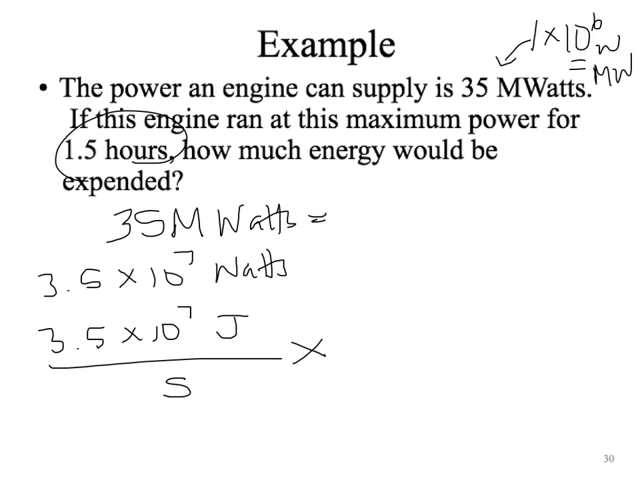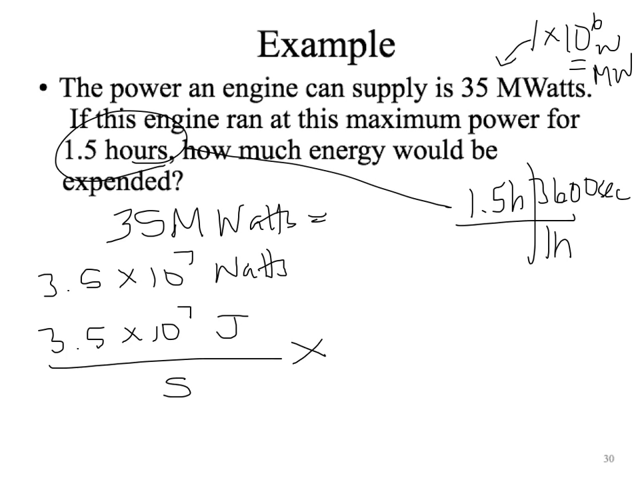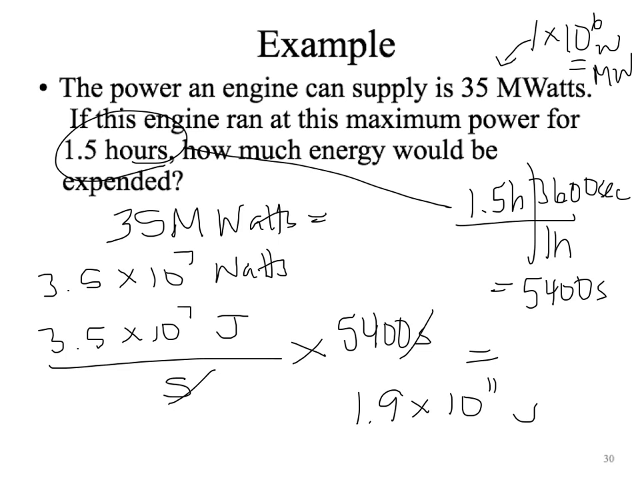So all I'm going to do is run this power for 1.5 hours, and we know that 1 hour is 3,600 seconds. So basically what we're talking about here is 5,400 seconds. So I'm just going to go down here and multiply by seconds. Seconds will cancel, and you will be left with the joules, which is 1.9 times 10 to the 11th joules. So make sure you take your watts, get them into joules per second, multiply by the seconds that the engine runs. The seconds will cancel. You'll be left with joules of energy.